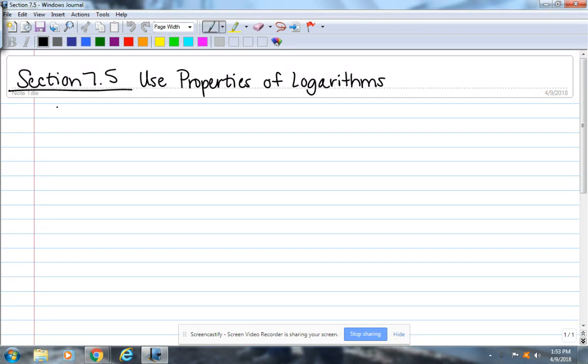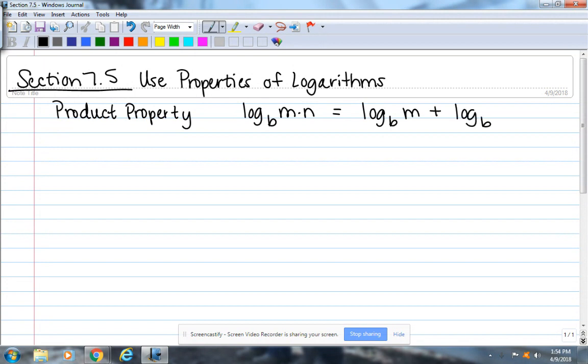Our first one we're going to talk about is called the product property. If we take a logarithm of base b of two things that are multiplied together, that means we can expand them by adding them. So I can take log base b of m and add it to log base b of n. So our first property is if we multiply, then we can add the two logarithms.